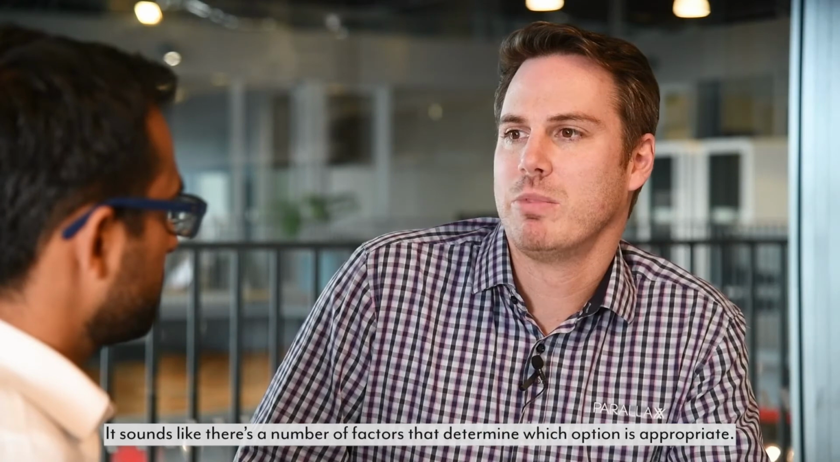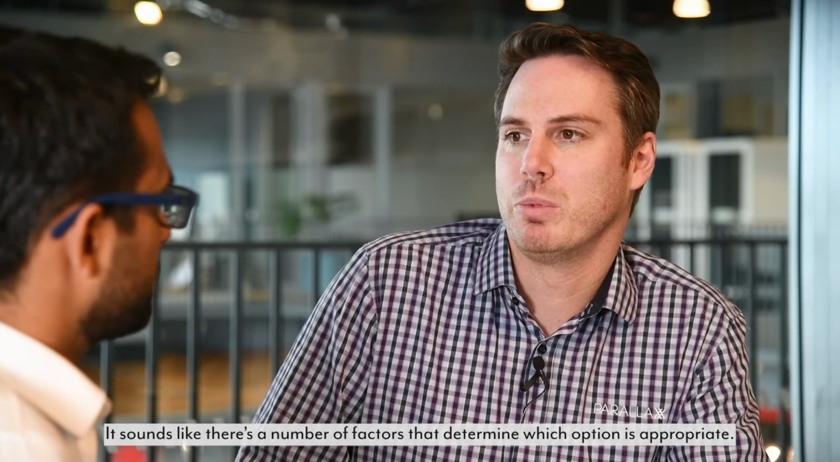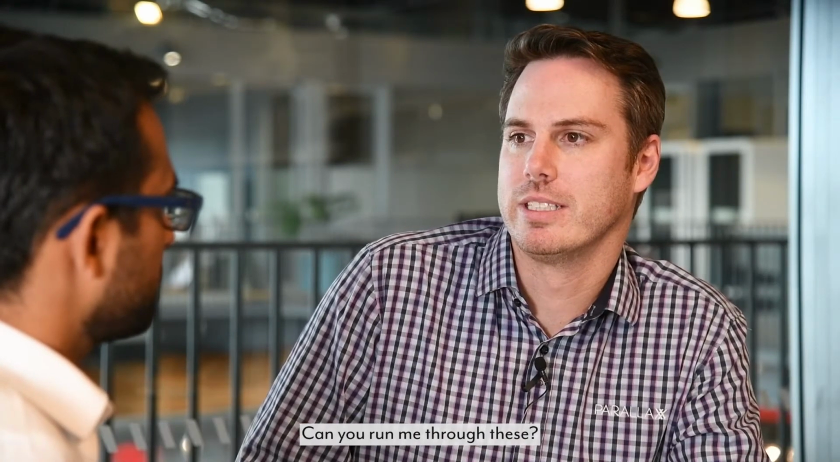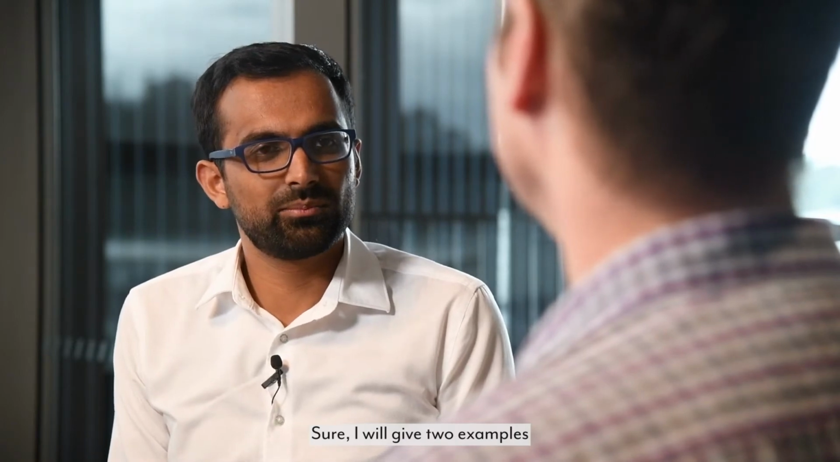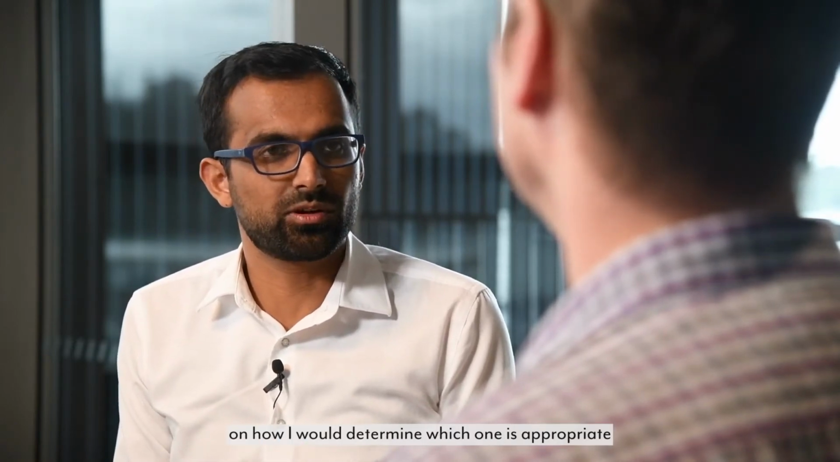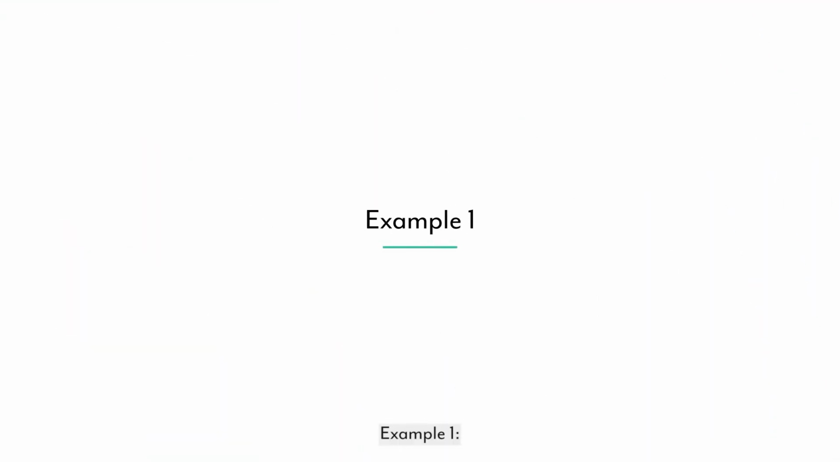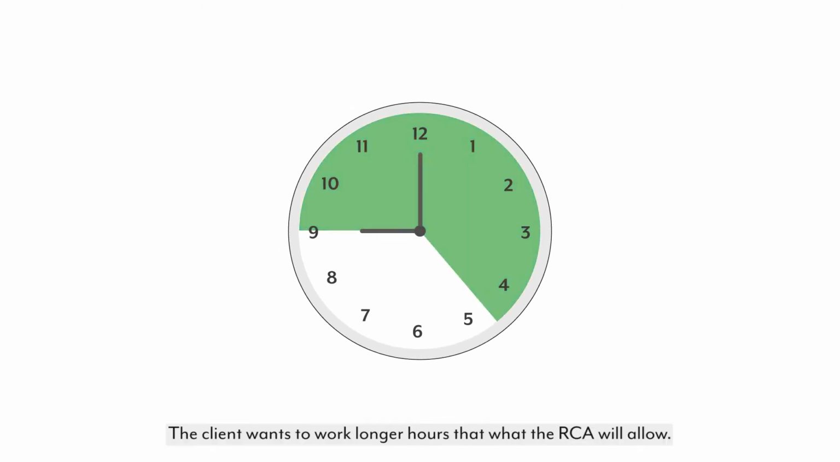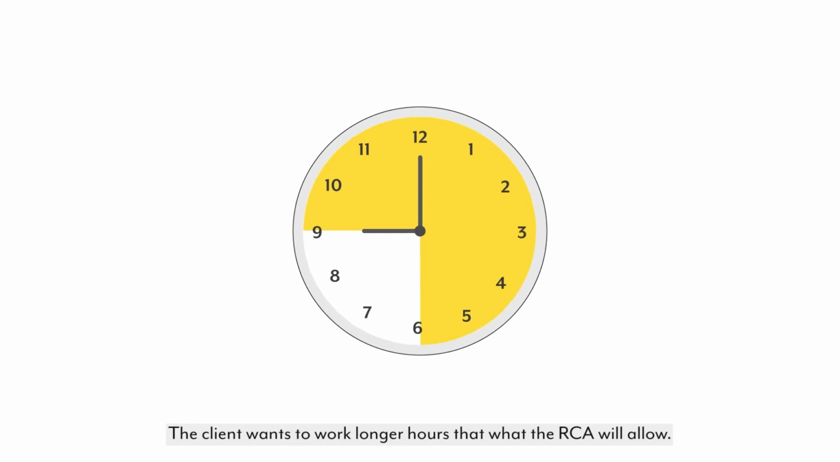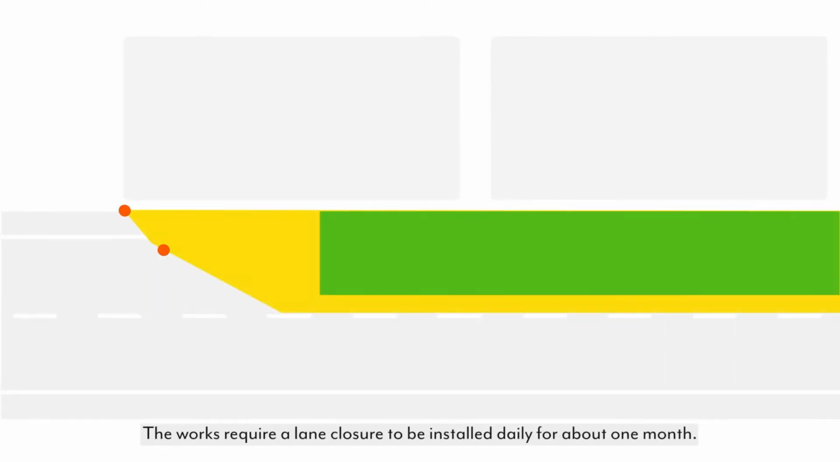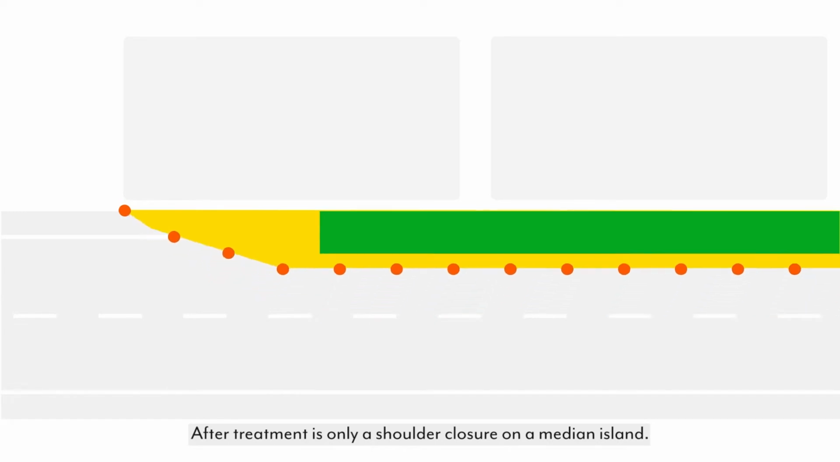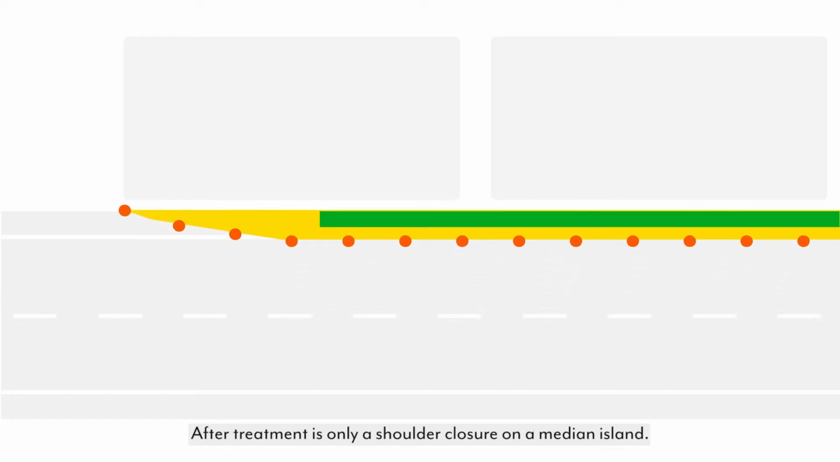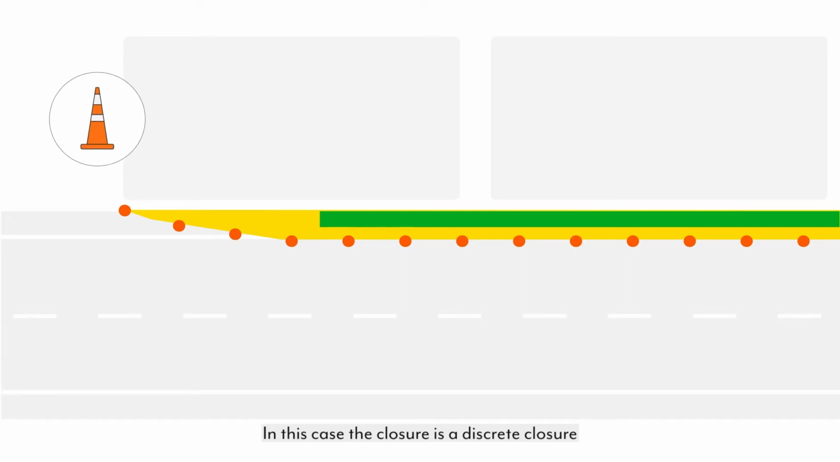It sounds like there's a number of factors that determine which option is appropriate. Can you run me through these? Sure, I'll give you 2 examples of how I would determine which one is appropriate. Example 1. The client wants to work longer hours than what the RCA will allow. The works require a lane closure to be installed daily for about 1 month. After treatment is only a shoulder closure on a median island. In this case, the closure is a discrete closure.